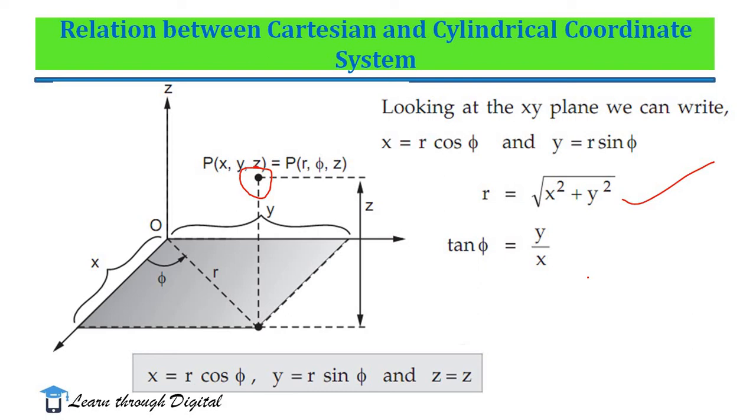Next, we are going to discuss the relation between Cartesian and cylindrical coordinate systems. Consider a point P whose Cartesian coordinates are x, y, and z, while the cylindrical coordinates are r, phi and z, which is illustrated in the figure. It is marked as a red color circle. Looking at the xy plane, we can write x equal to r cos phi and y equal to r sin phi. So from this we can write r is equal to root of x square plus y square, and tan phi is equal to y by x.